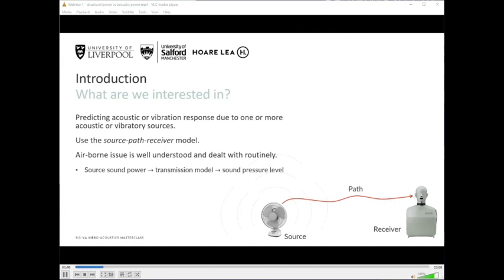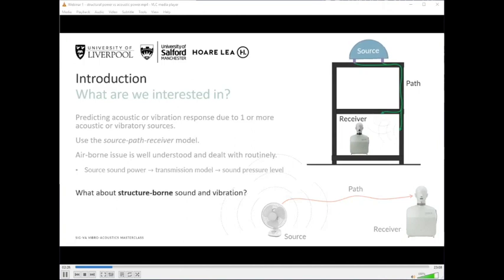So whether we are interested in the airborne or the structure-borne case, we treat the prediction problem using a source path receiver model. For the airborne problem, this approach is well understood and dealt with routinely. First, we characterize the source by its acoustic strength or its sound power. Next, we formulate a transmission model that describes how sound propagates in the space considered. And then this model enables the prediction of a sound pressure level at some receiver point.